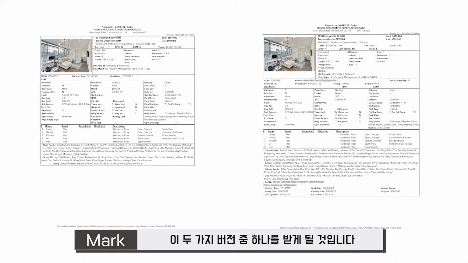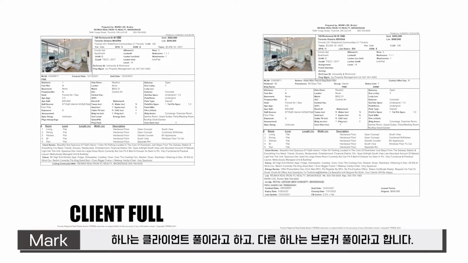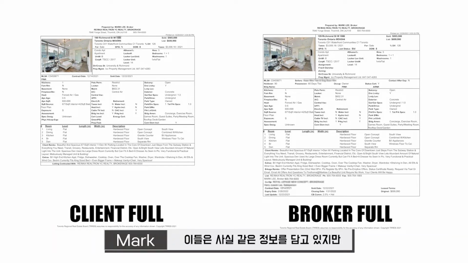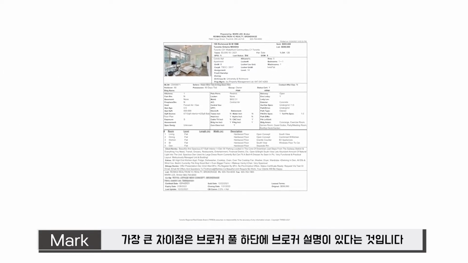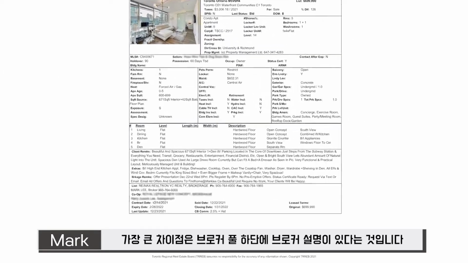So when you get an MLS listing from your agent, you will get one of these two versions. One is called the client full and one is called the broker full. They essentially contain the same information, but the broker full has a little bit more. The main difference will be that the broker full has the broker remarks at the bottom.